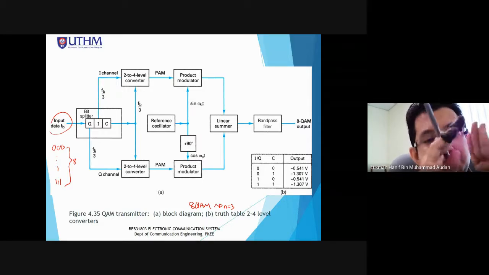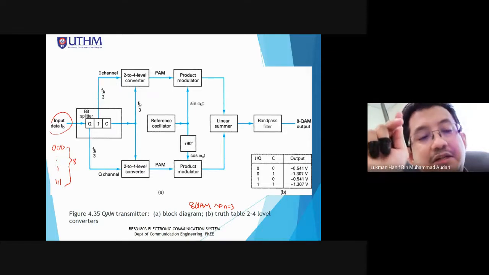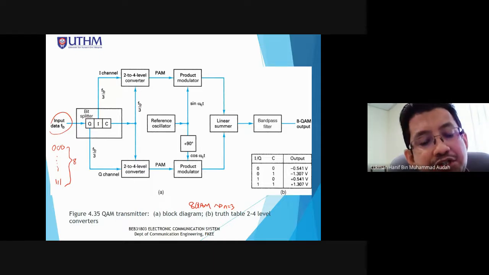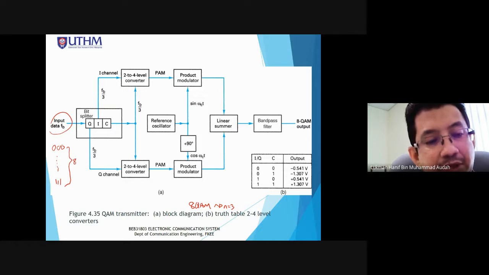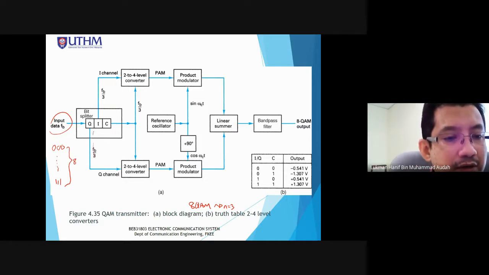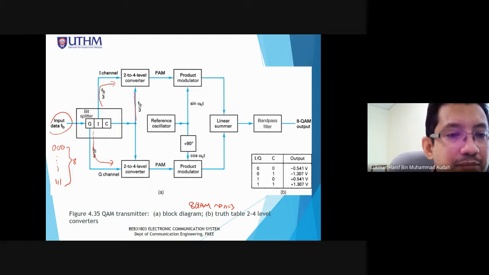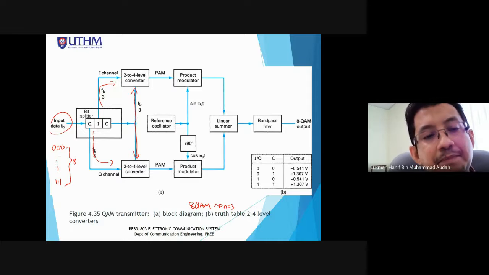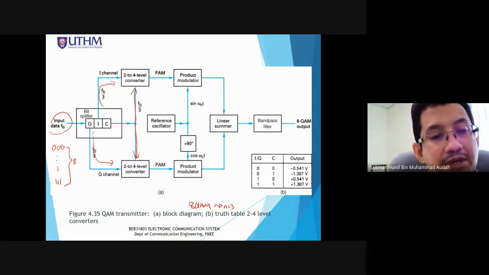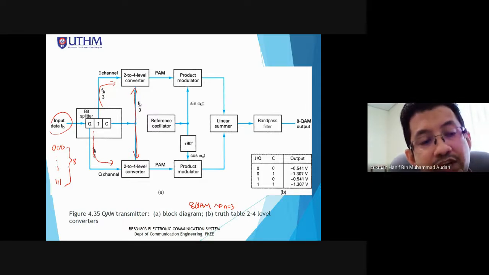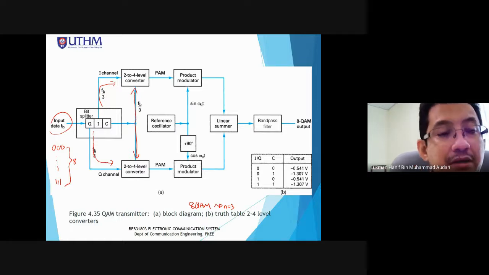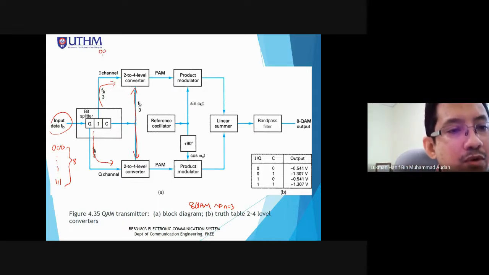So bit splitter ini dia akan pecahkan bit itu kepada beberapa channel. Yang pertama kita ada Q channel, Q for quadrature channel, I for in phase, C channel. Okay. So quadrature channel akan pergi kepada 2 to 4 level converter. I channel akan pergi kepada 2 to 4 level converter yang di bahagian atas. C channel akan split kepada 2 bahagian. Dia akan pecahkan macam ni. Kalau jadi macam ni, bermakna setiap level converter itu akan ada 2 input. 2 input bit. Kalau kita ada 2 input bit, maknanya kita akan ada 4 kemungkinan. Sama ada input itu adalah 00, 01, 10, 11.